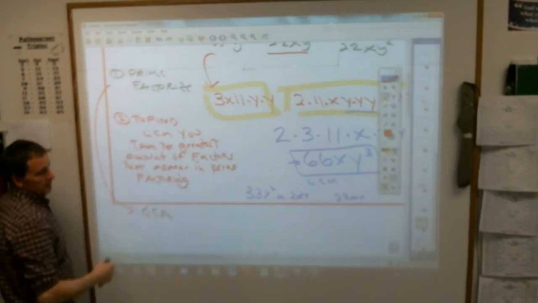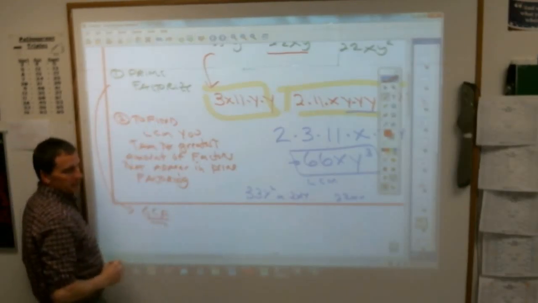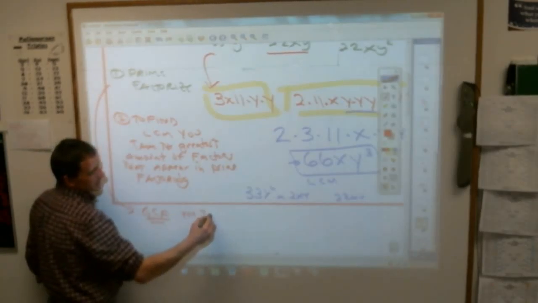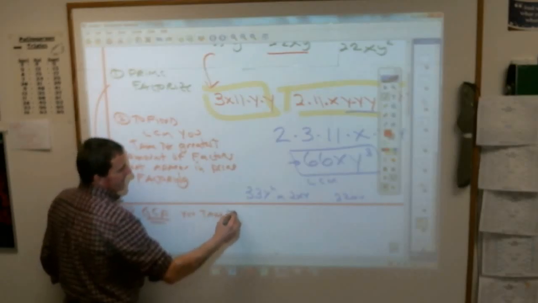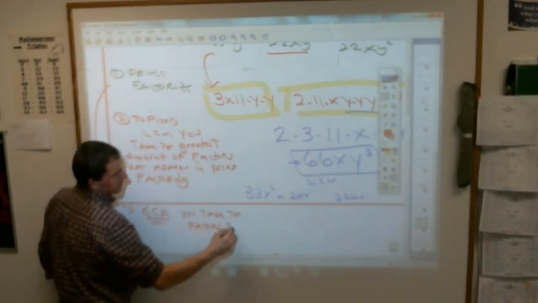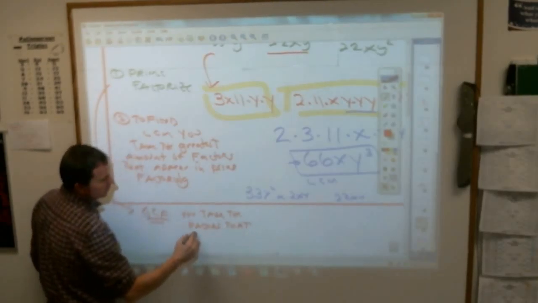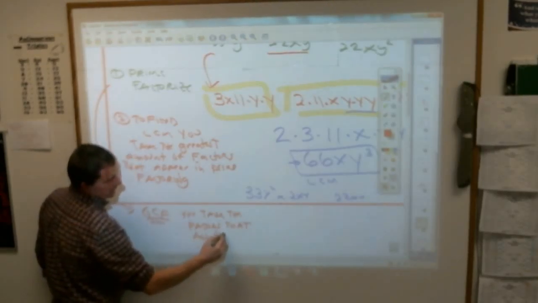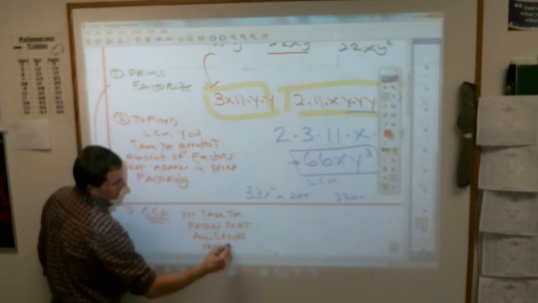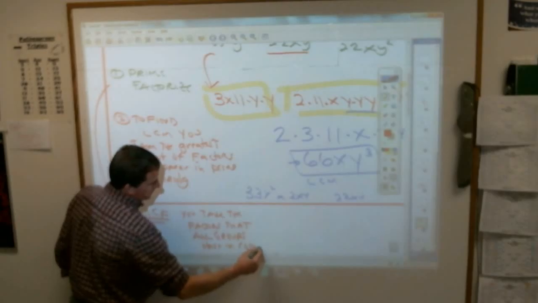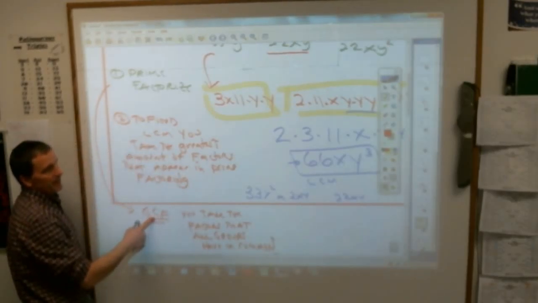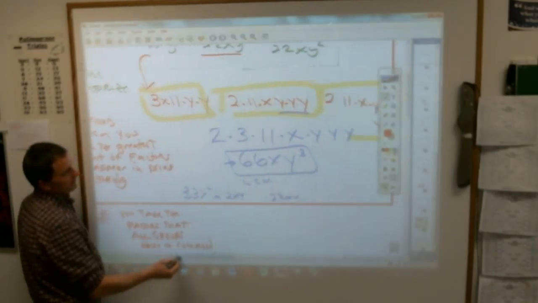Okay? For greatest common factor, you just take the factors that all groups have in common. If you're looking for greatest common factor, you just take the factors that all groups have in common.